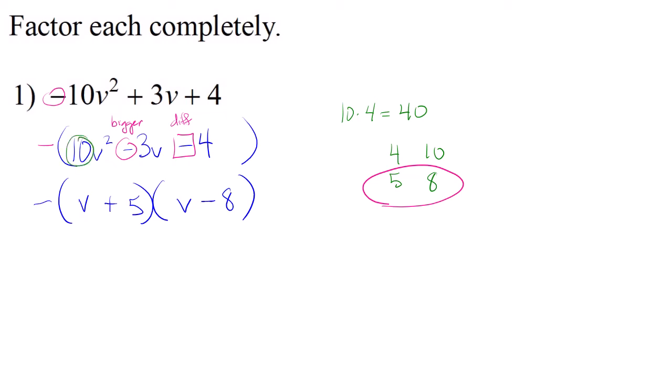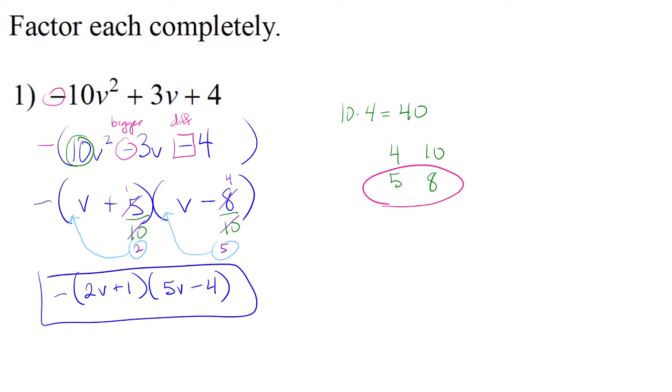Now we have to take this value a and we put it underneath here and here. And then we reduce, right? So 8 over 10 reduces to 4 over 5. And 5 over 10 reduces to 1 over 2. And so then we take these new denominators, the reduced denominators, and we bring them to the front. And that gives us our final answer: negative, 2v plus 1, and 5v minus 4. Okay, that's it. Now, going back to the sign situation, right?